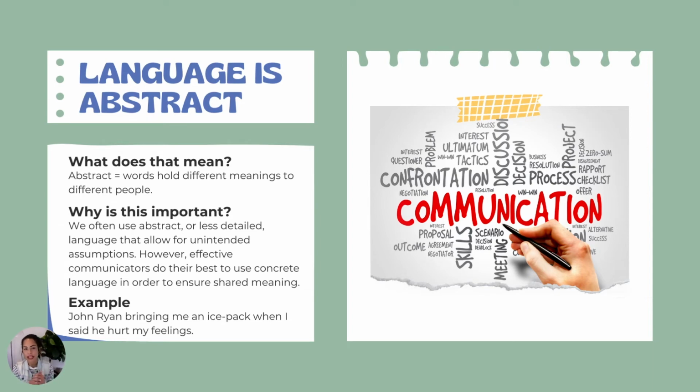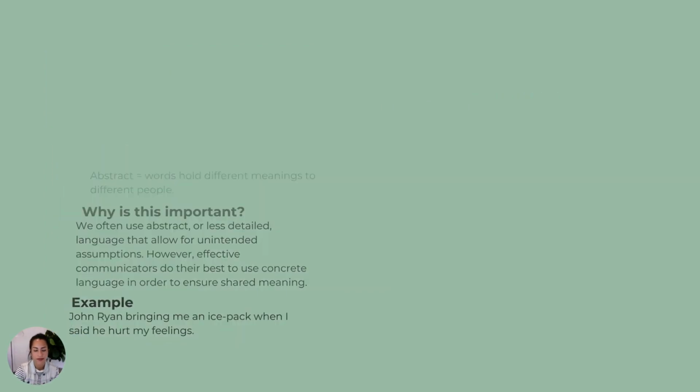So when we want to think about being effective communicators, we want to think about, okay, the person I'm talking to, will they grasp what I'm saying based on this word? Or do I need to shift or be a little bit more concrete in my word choice?